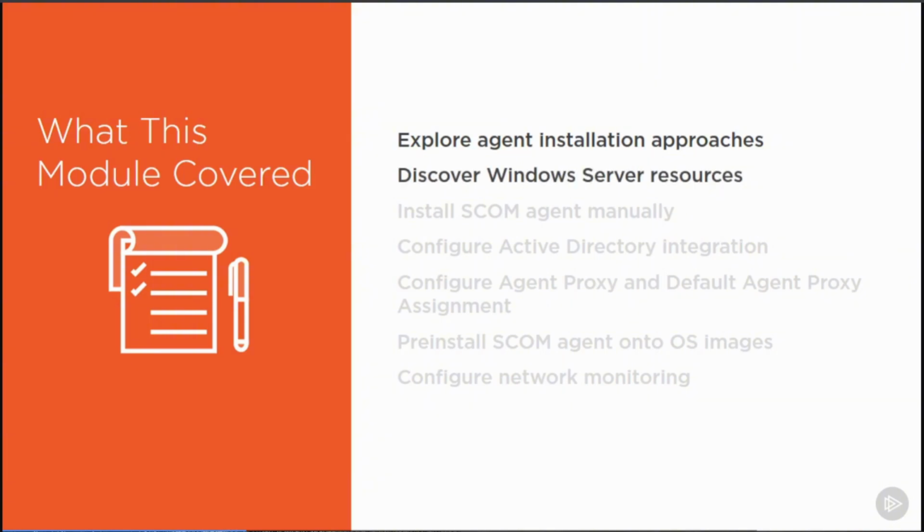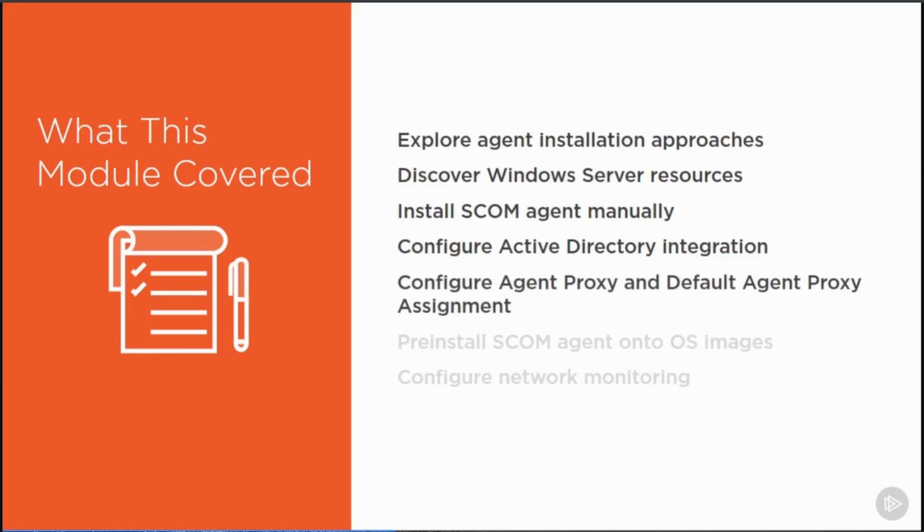We then went through that graphical user interface to discover Windows Server resources and even talked a bit about some of the manual ways to install a SCOM agent. We then went through the extra steps necessary to configure and make available Active Directory integration if you do want to turn it on in your environment, and also how to turn on Agent Proxy and enable it by default for any new resources coming in.